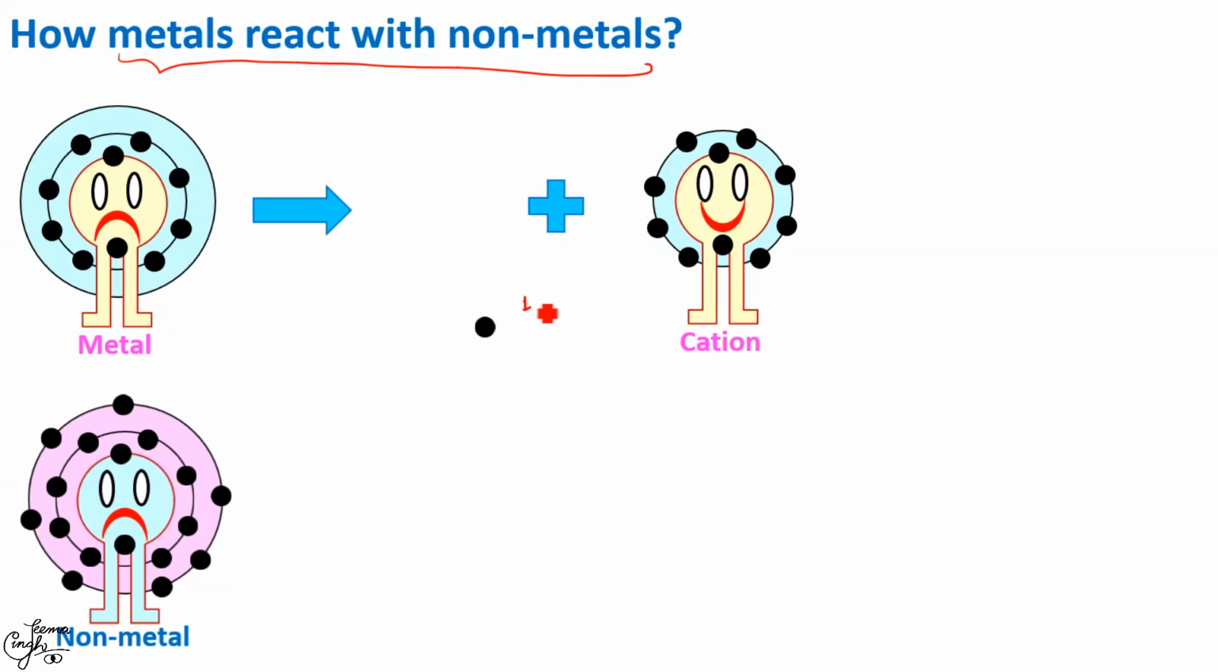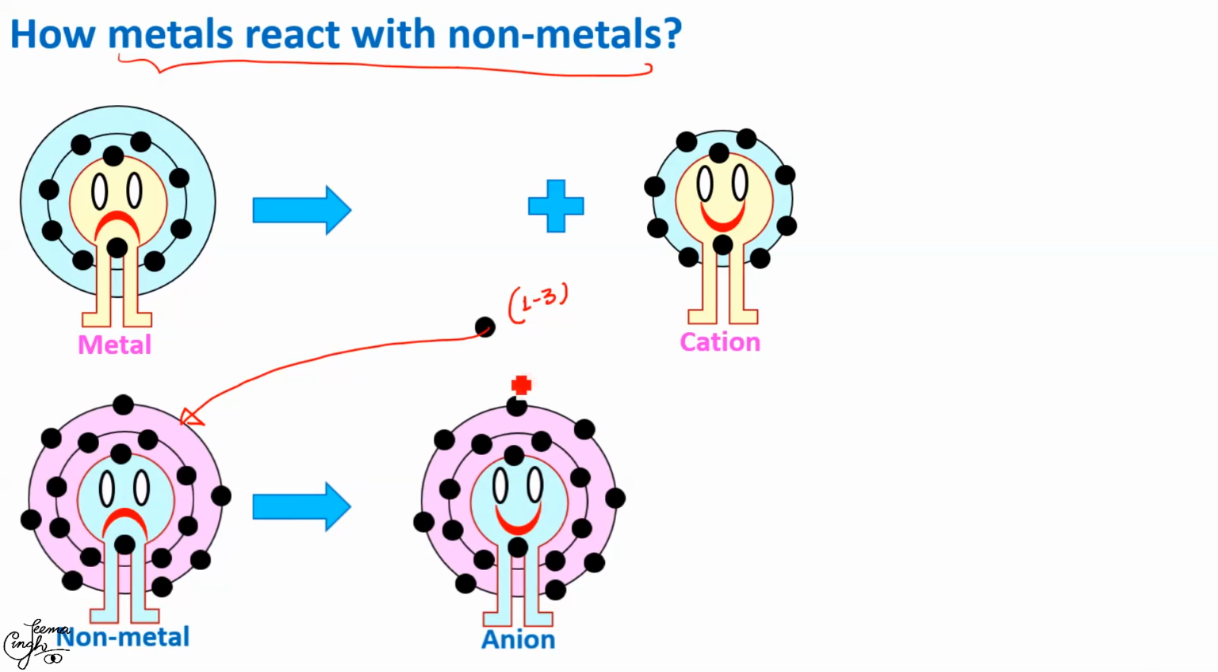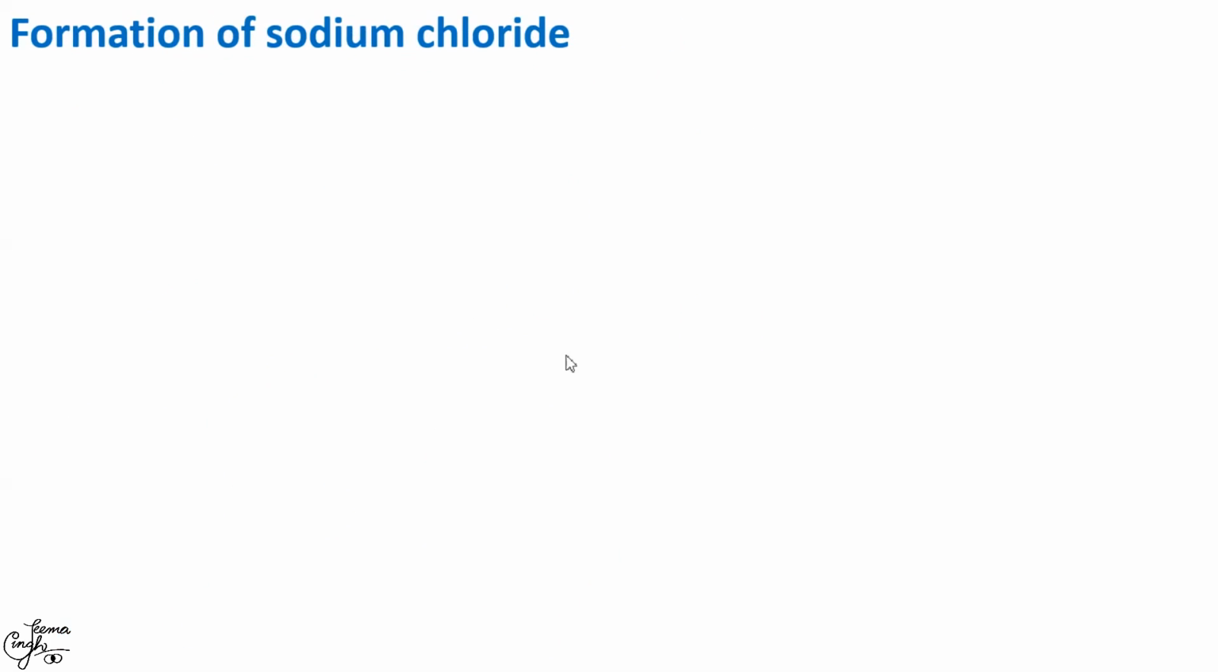Metals donate 1 to 3 electrons in order to obtain nearest noble gas configuration, and these electrons are accepted by non-metals, which too are able to complete their octet by this process. Let us understand this with the help of an example, say formation of sodium chloride. Now first of all, you should know the chemical formula of this compound, sodium chloride. It is made up of sodium and chlorine. So the formula of sodium chloride is NaCl.